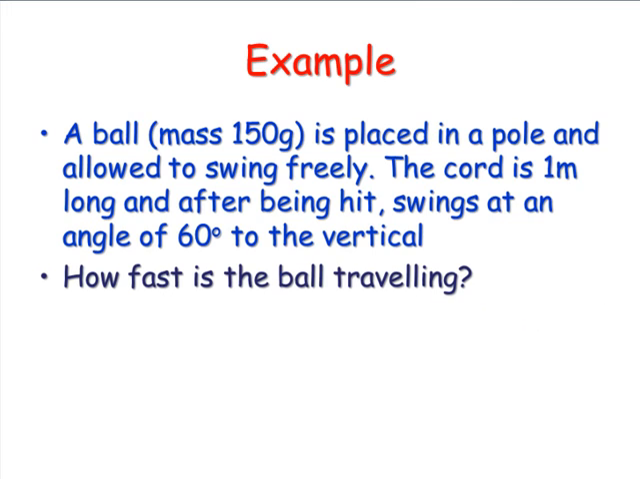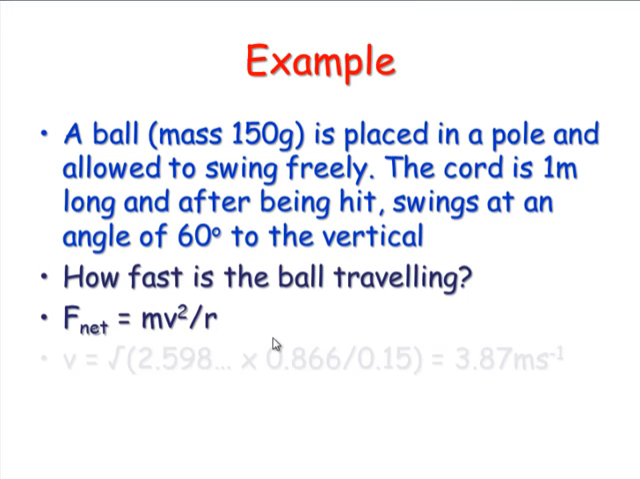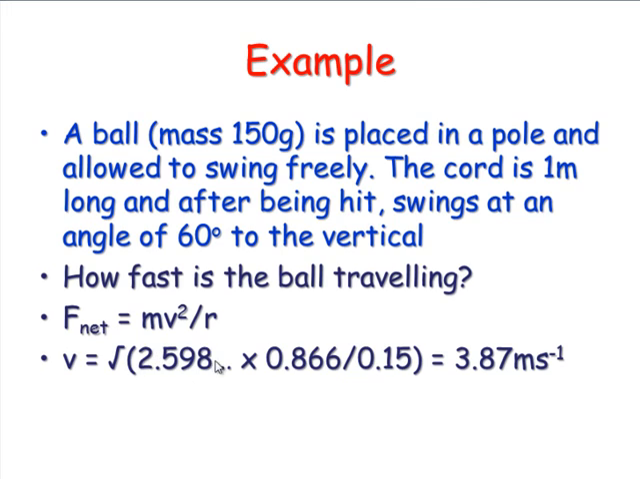How fast is the ball travelling? F net equals mv squared on r. We can rearrange that. So multiply by r, divide by m, take the square root. We substitute in. There's the actual value in the calculator. Again, not a rounded value, actual value from the calculator, divided by our mass in kilograms, and we have 3.87 metres per second.